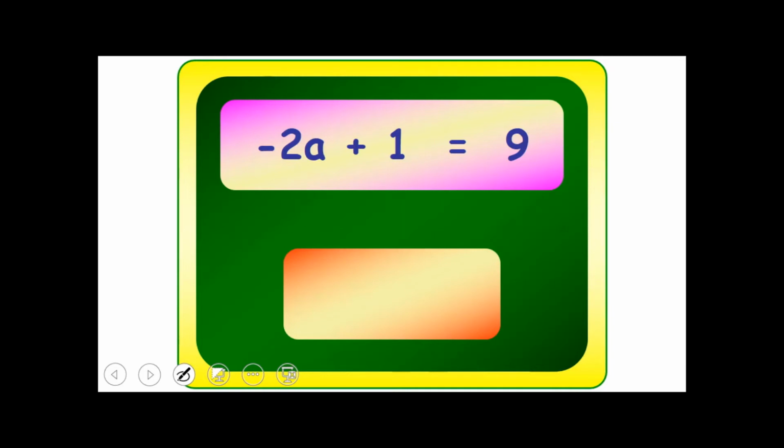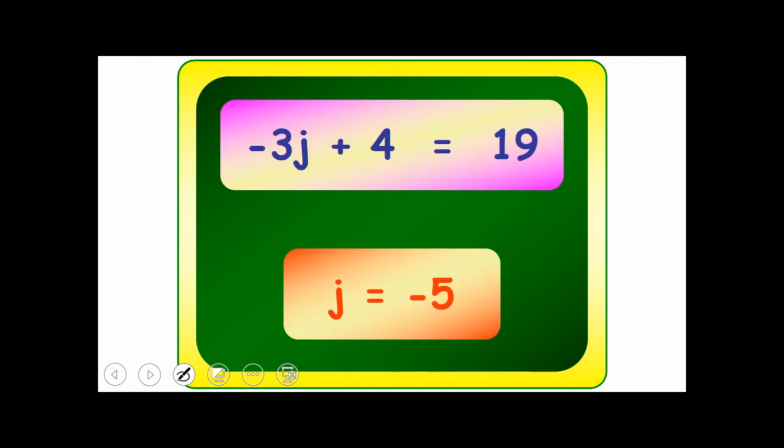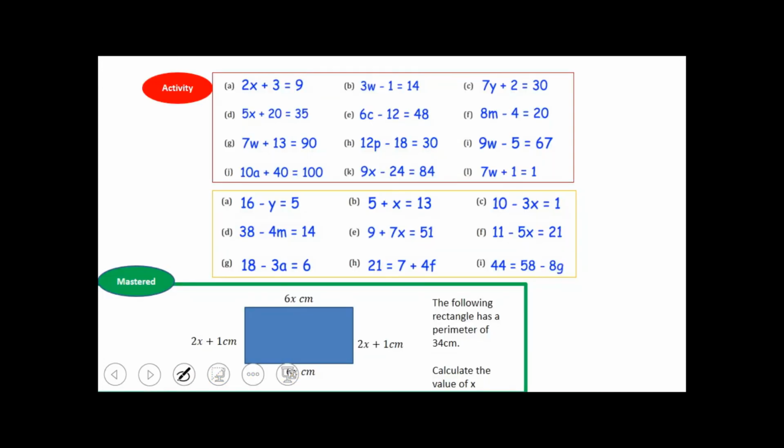And your answer should have been a equals minus 4. Just one more before we get to the questions. So answer the question and press pause now, please. Your answer should have been j equals minus 5. Now, what I want you to do is attempt these questions, take a snapshot of these, and then upload these back onto Class Charts.